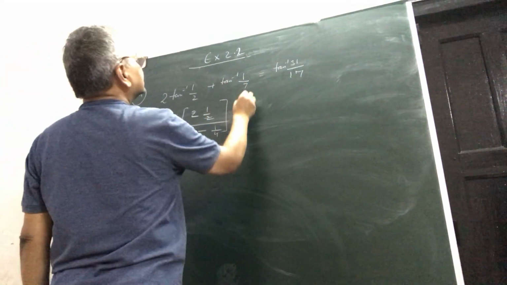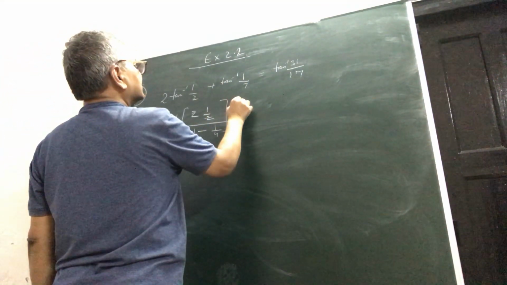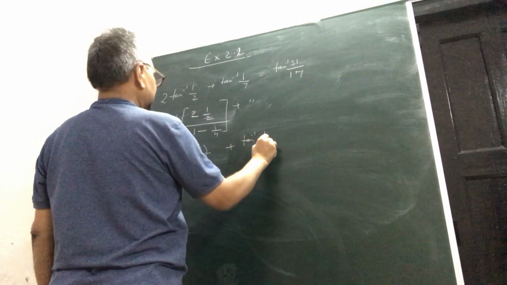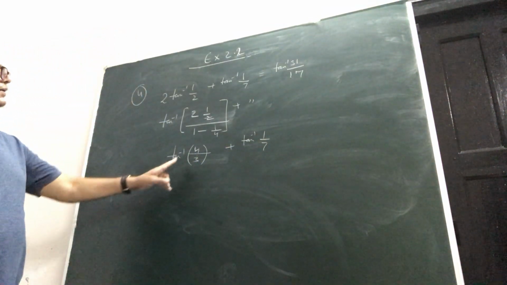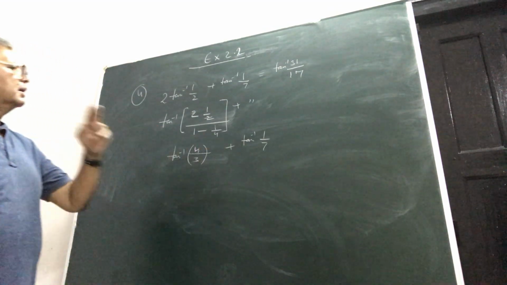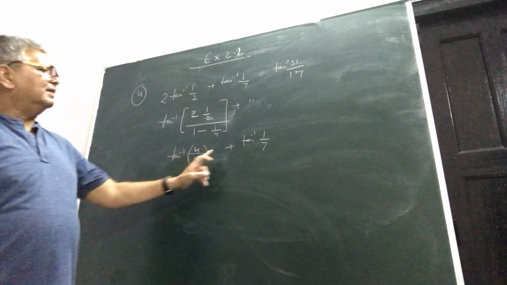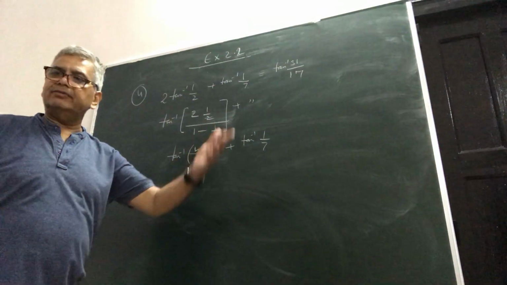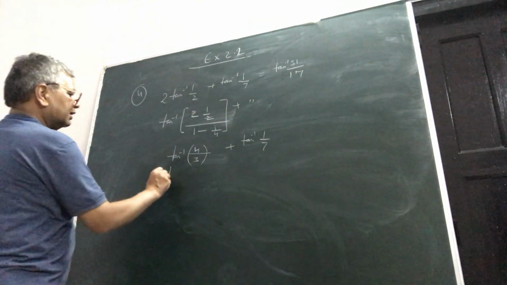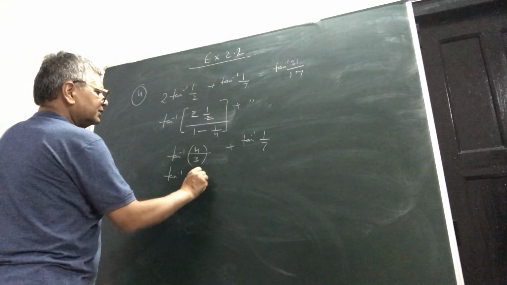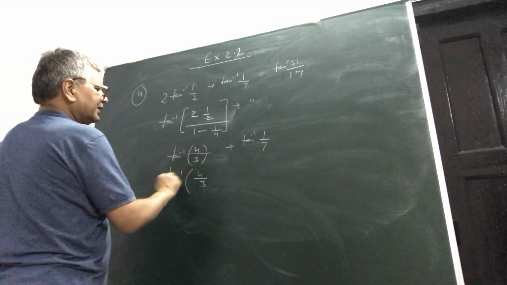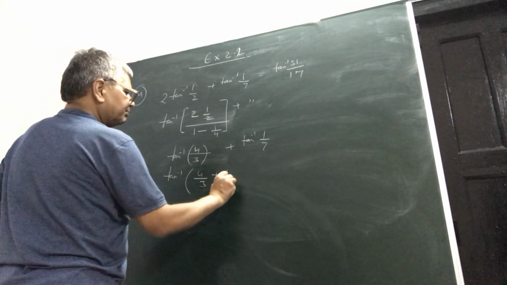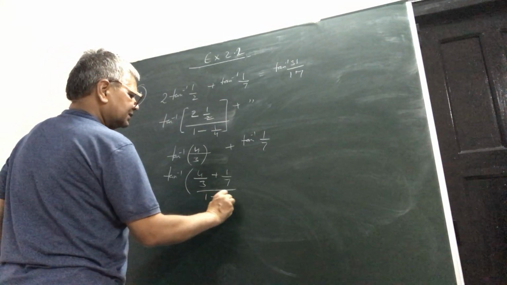And plus tan inverse 1 by 7. This will continue as such, so plus tan inverse 1 by 7. Now the x into y, what is it? It will be less than 1. So you can apply tan inverse x plus tan inverse y is equal to tan inverse x plus y upon 1 minus x y.